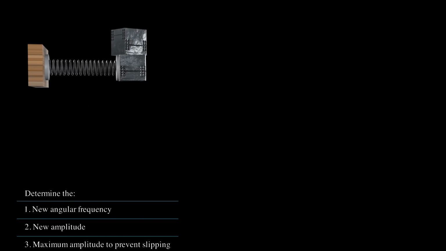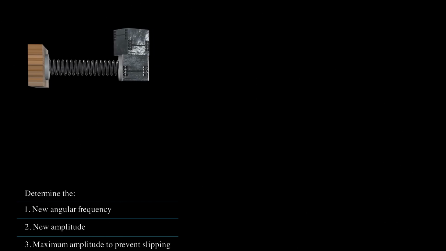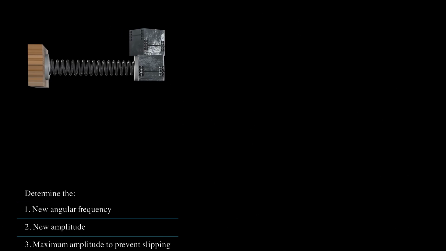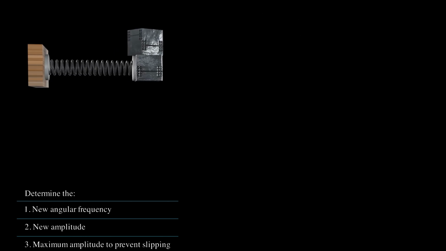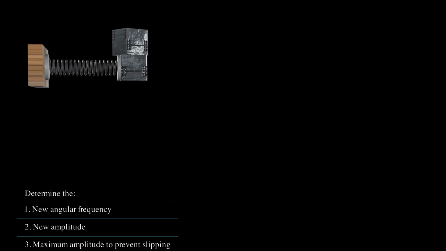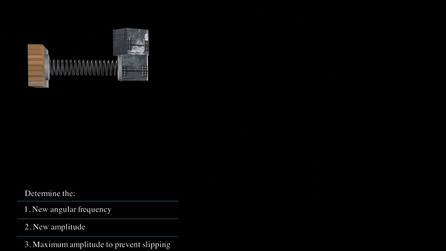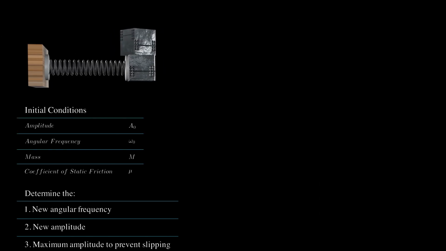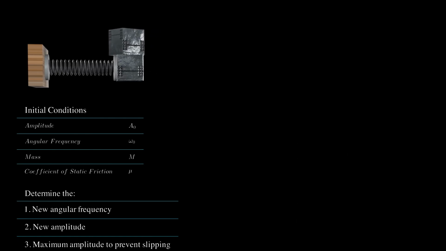Once we've established the angular frequency and the amplitude of the system, our next step is to determine the maximum allowable amplitude, to prevent the mass on top from slipping over when the coefficient of static friction is mu. This analysis ensures that the system remains stable, and avoids any potential slipping or sliding of the masses during its oscillatory motion. The table provides the initial conditions of the spring mass system, prior to the introduction of the supplementary weight.